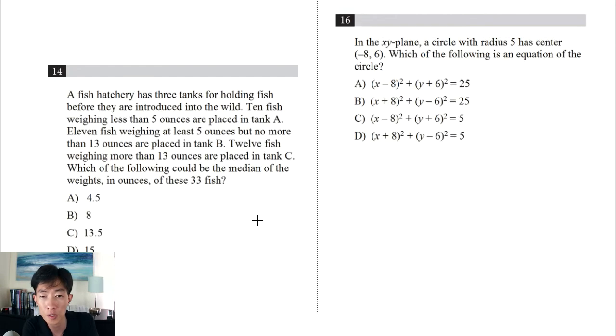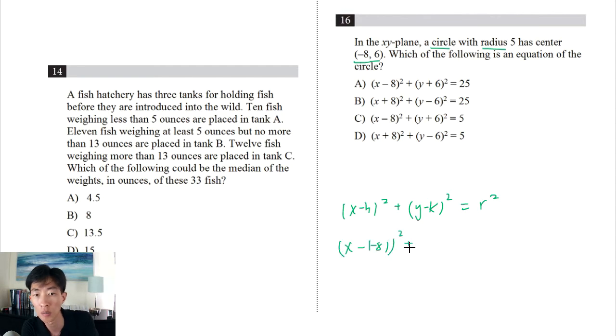cannot be. Question 16. In the xy plane, a circle with radius 5 has center -8, 6. Which of the following is an equation of the circle? So this is an easy question if you've memorized your equation for a circle, and that's going to be x minus h squared plus y minus k squared equals the radius squared. So in this case, we've got -8, 6. This is going to be x minus -8 squared plus y minus 6 squared equals 5 squared.